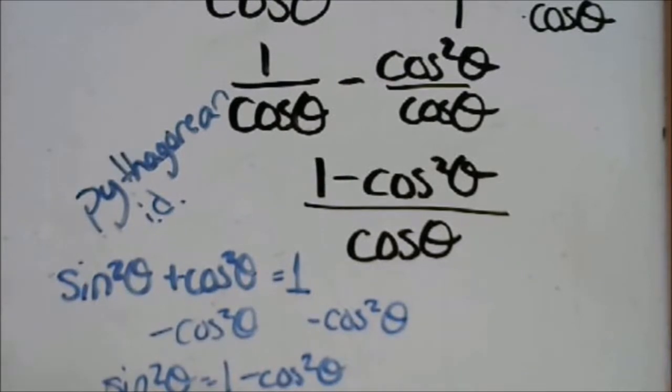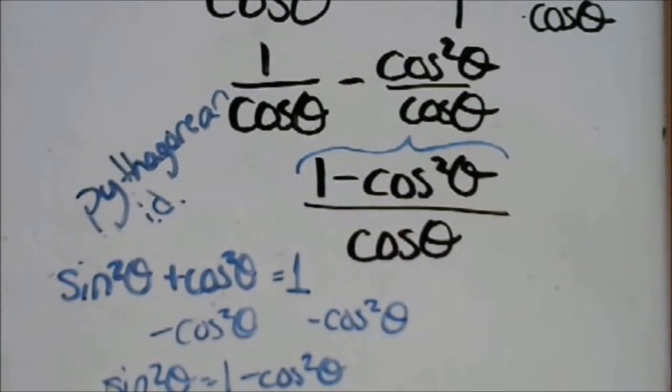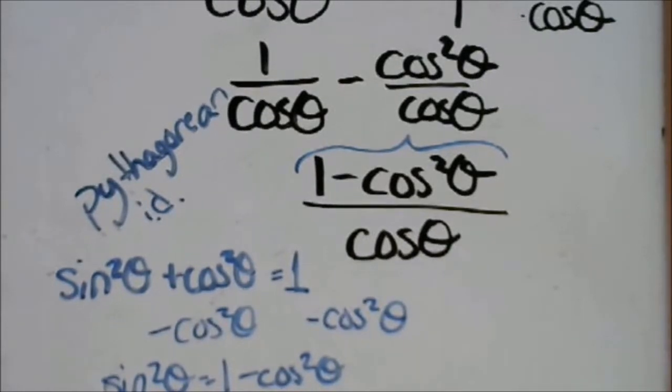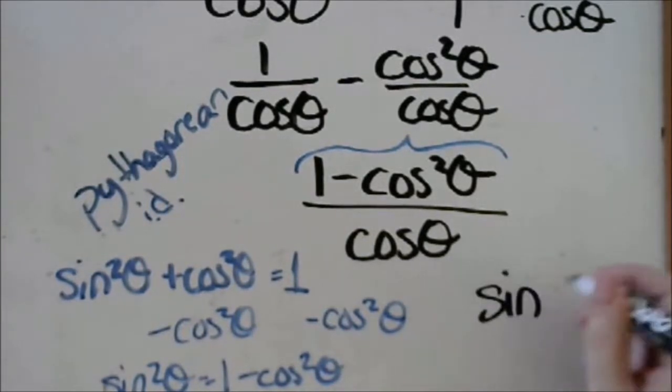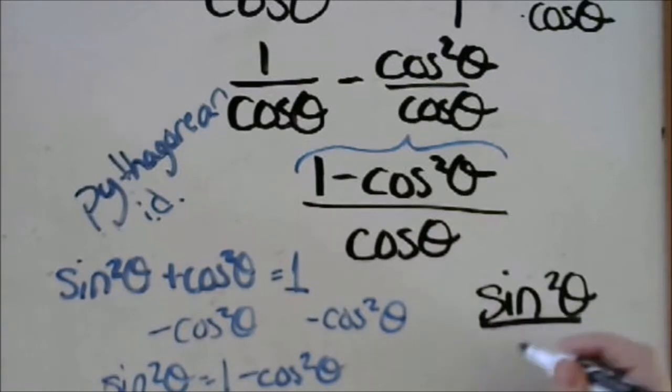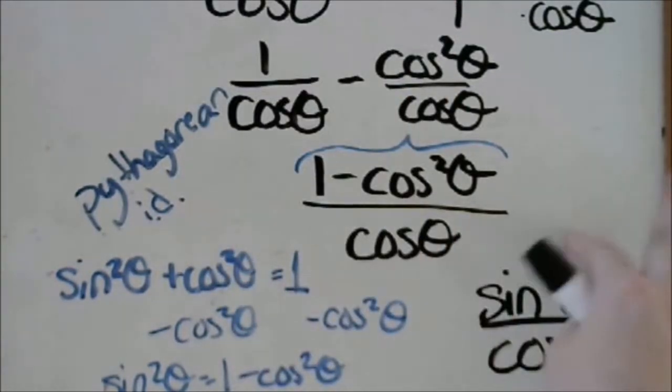Well, if these are equivalent, that means I can replace the 1 minus cosine squared theta in my expression with sine squared theta, which is exactly what I'm going to do. My expression now says sine squared theta over cosine theta. When simplifying an expression, it's hard to determine when the expression is considered fully simplified. At this point, this expression is considered more simple than the original because it contains only one term instead of two.